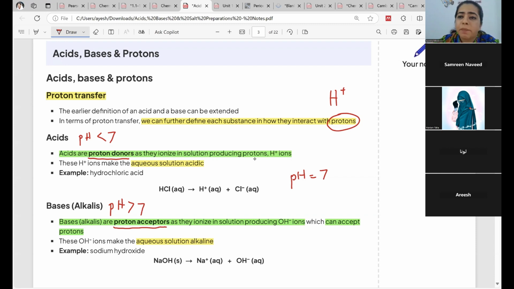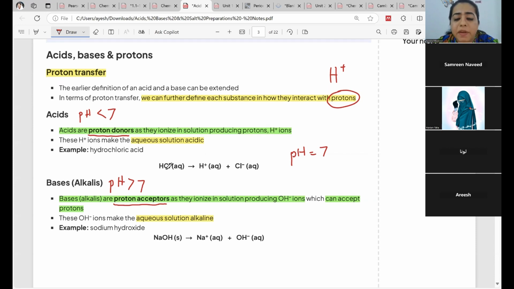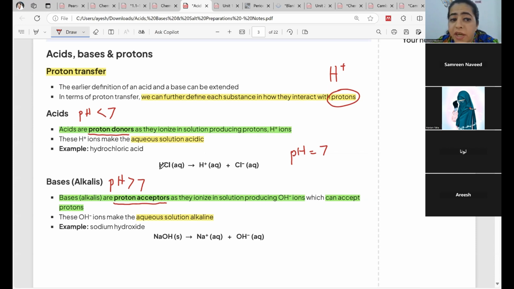So if we take an example of a very regular and simple acid, hydrochloric acid, HCl, it has hydrogen inside. So it can easily donate this hydrogen in the form of H positive when we write a chemical equation. It is giving out on the product side this H positive ion, meaning it is a proton donor. So this HCl, which is donating this proton, is known as acid.